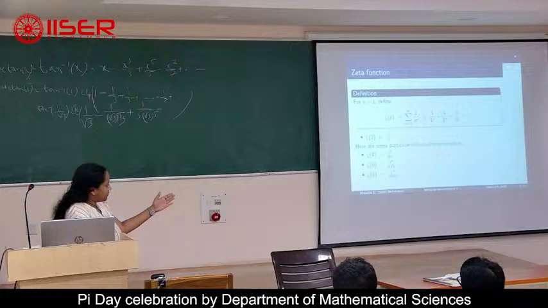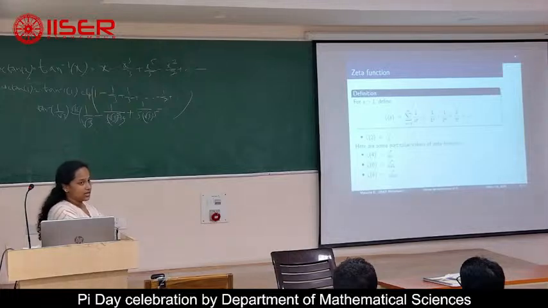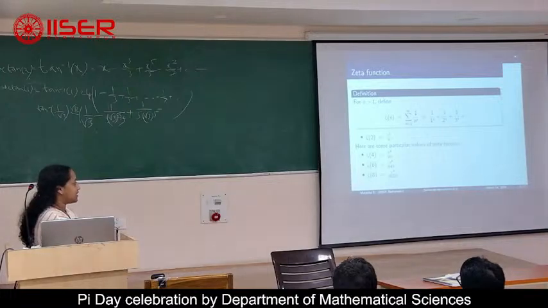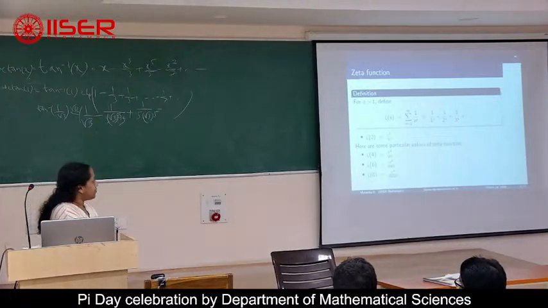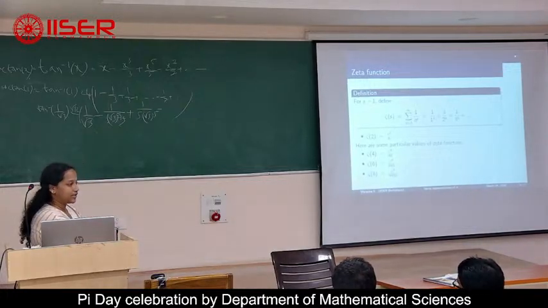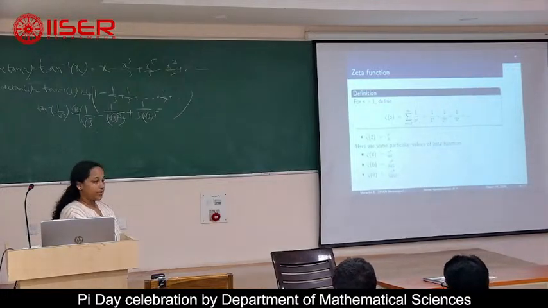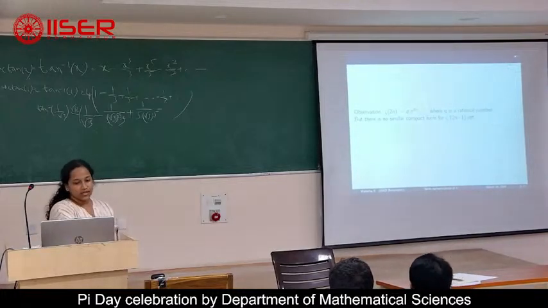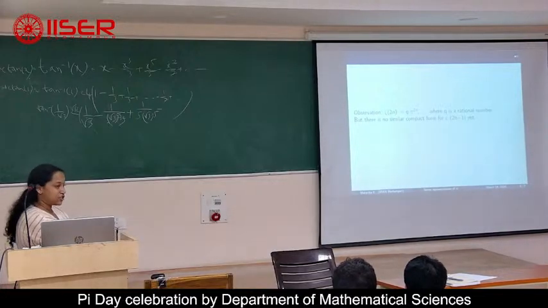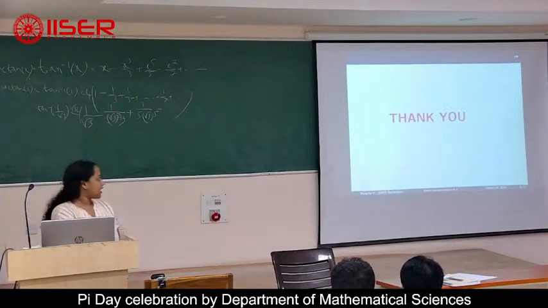So if we see these values, we can make an observation: for each even positive integer at which the zeta function is evaluated, it takes a nice form, that is a rational multiple of pi to the power 2n. When the zeta function is evaluated at 2n, zeta of 2n is a rational multiple of pi to the power 2n. But there is no similar compact form for the zeta function evaluated at odd numbers. With this, I am concluding my talk.